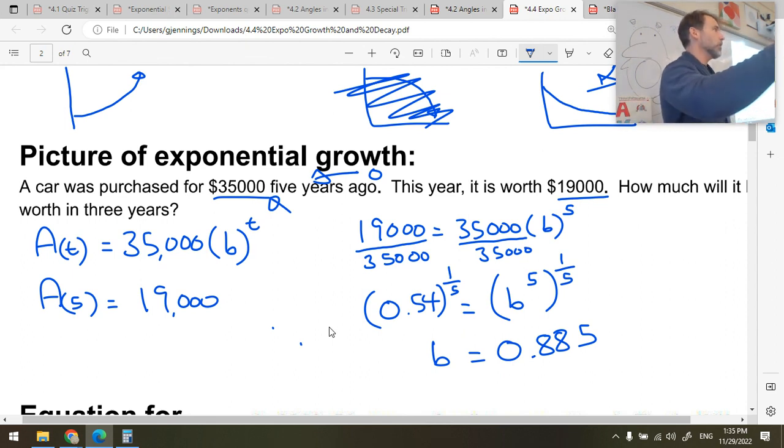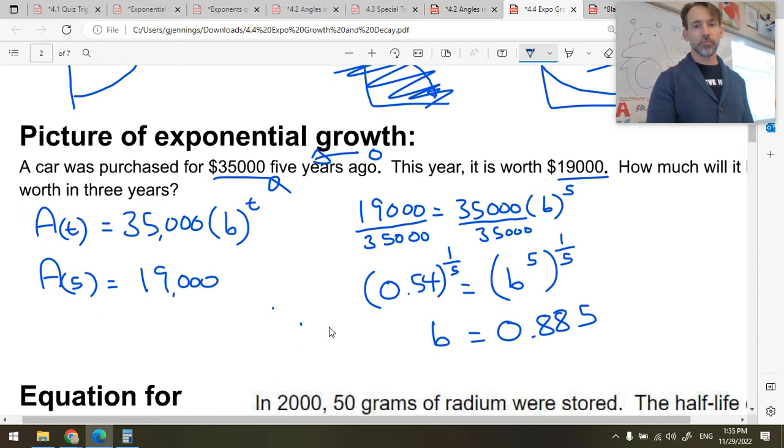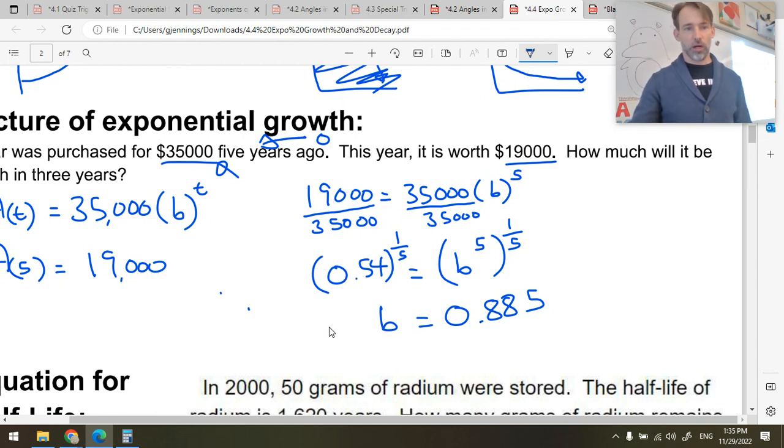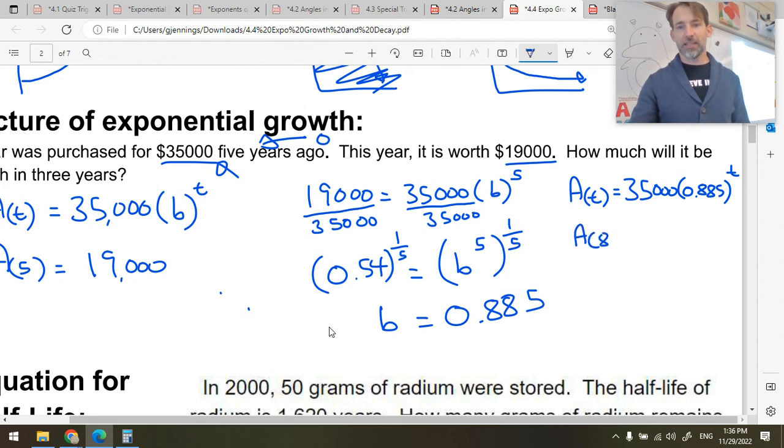So now let's use that to solve how much will the car be worth in 3 years from now. Now is year 5. 3 years from now will be year 8. So let's use our initial function. Okay. And that function looked like this. A of t, the amount the car is worth is a function of time, and it's equal to the initial value multiplied by 0.885 raised to the power time. We want to know A at 8, 3 years from now, because now is year 5. So that's going to be 8 years since we purchased the car.